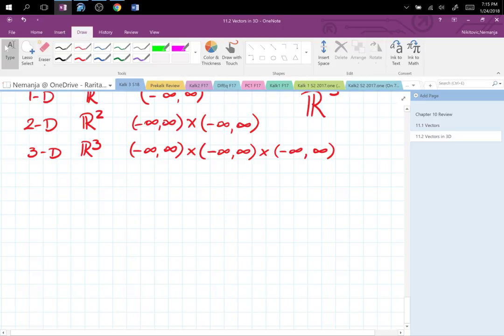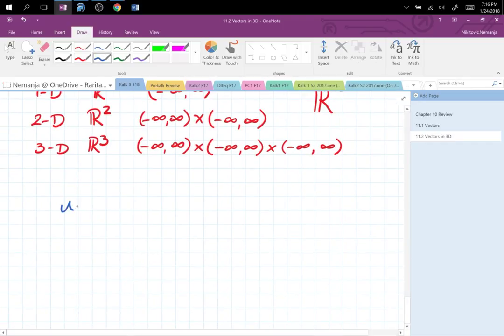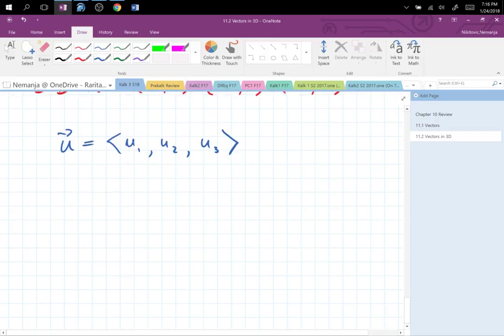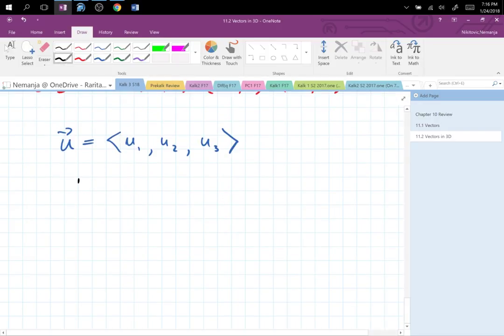Now, the vector in 3D is going to be your good old friend u, but that vector is going to have now 3 coordinates, components to it. So now vector u in 3D is going to have u1, u2, u3. The vector in 3D space is going to connect from the origin to the point u, which is the terminal point, and that is u1, u2, and u3.